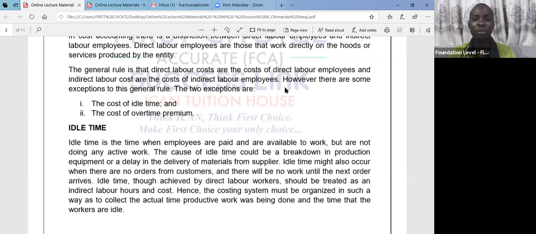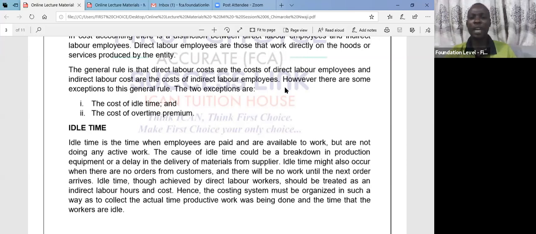most times, sometimes too, they have idle times. So since we've said that anything you pay to the people doing the job of production should be called direct costs, what about the idle time where they are not doing anything? What do you call it?